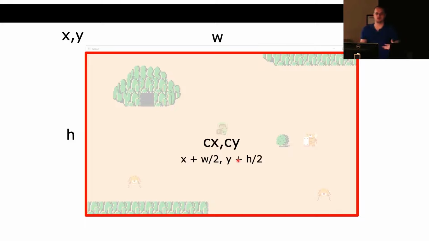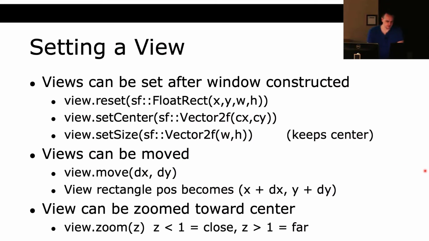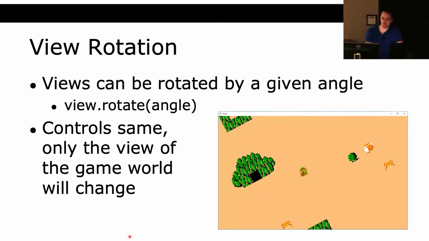So if you want to do the follow camera, that's the easiest thing in the world. You literally just get the player's position and you set the center of that, but you still have to set the width and the height of that camera. And the view can also be zoomed toward the player or away from the player if you want to. So maybe you have some cool effect. If the player picks up a new item, you could zoom in and then zoom out on that. The view can also be rotated.